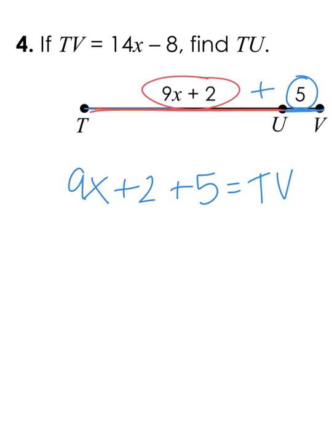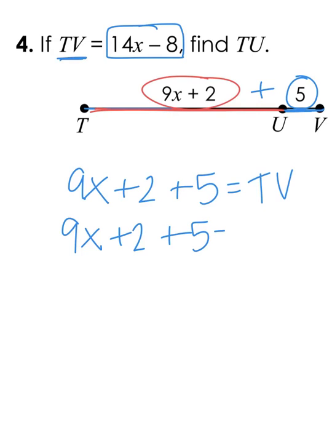And then if I go look at the directions, it actually tells me that the line segment TV can be represented by this. So I'm going to write 9x plus 2 plus 5 equals, and instead of writing TV, I'm going to write what the problem tells me it represents, 14x minus 8. So the question says find the length TU. Well, I know I need to find this length, but I need to solve for x so that I can plug x in there and find the total length. So I have my equation set up now.